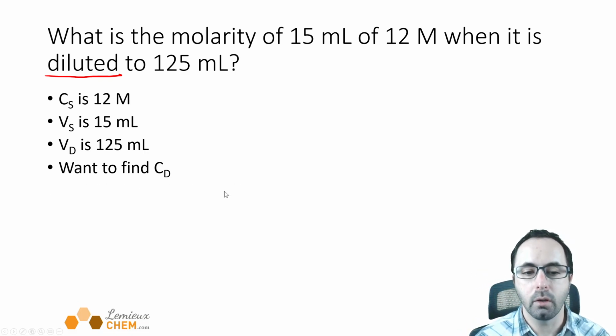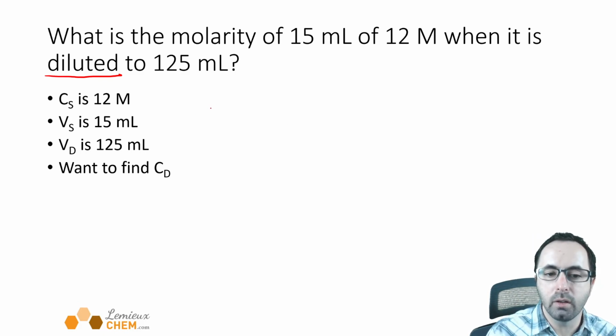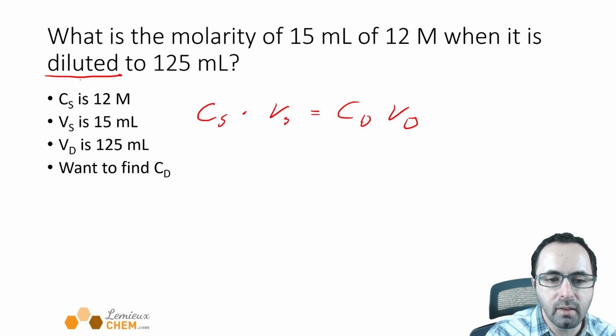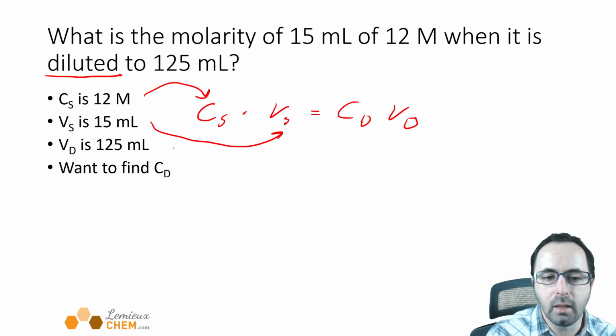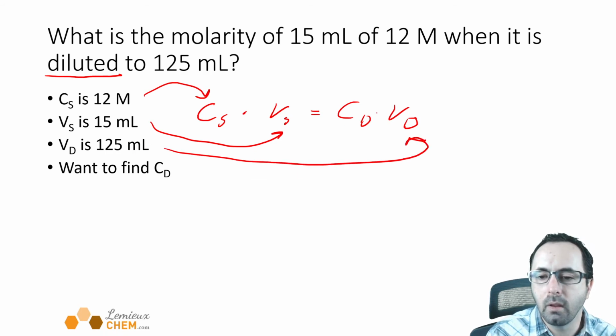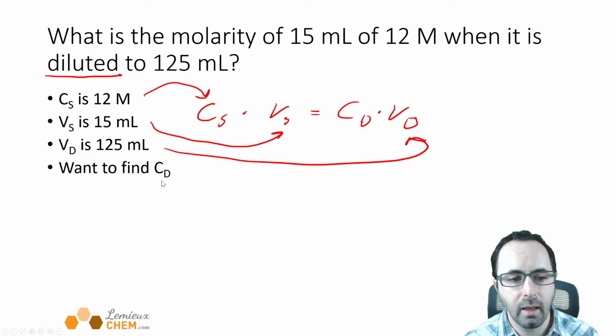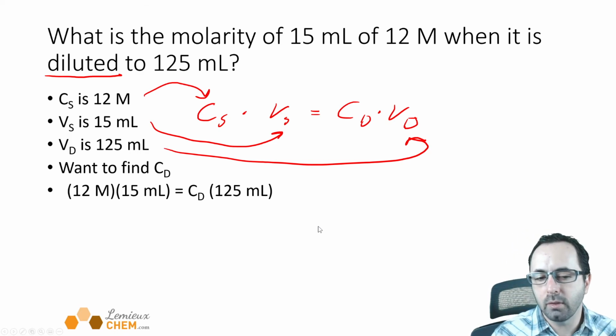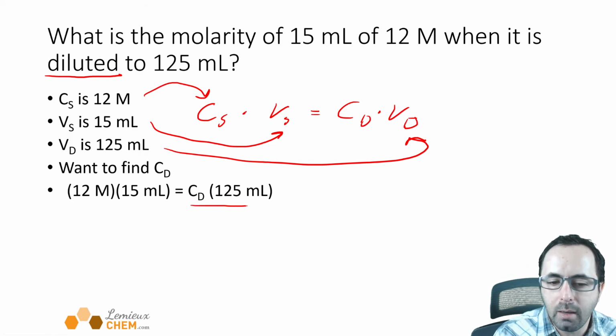So we do this one. Our equation is CSVS equals CDVD. We're going to plug these in. The CS goes right here. The VS goes right there. And the VD goes right here. And we're going to find CD. So CS here is 12 molar. VS is 15 milliliters. CD is what we're trying to get. And VD is 125 milliliters. So we're trying to solve for CD. What we do is we divide both sides by 125 milliliters.